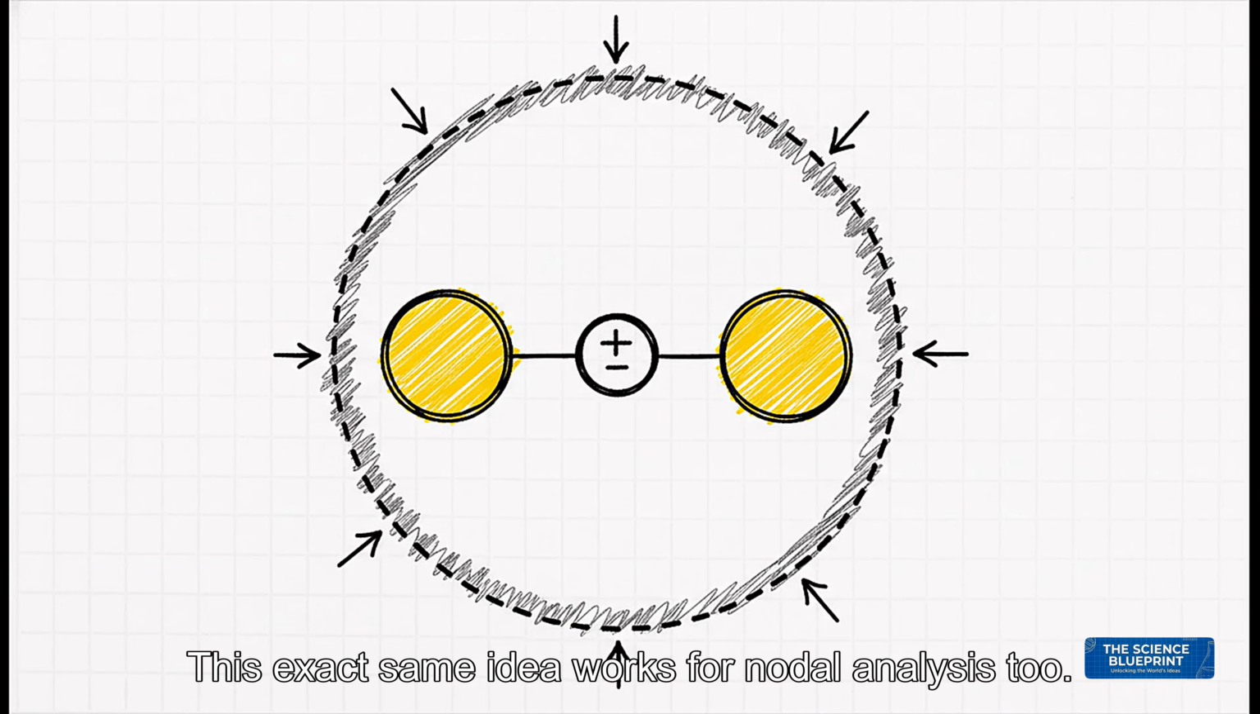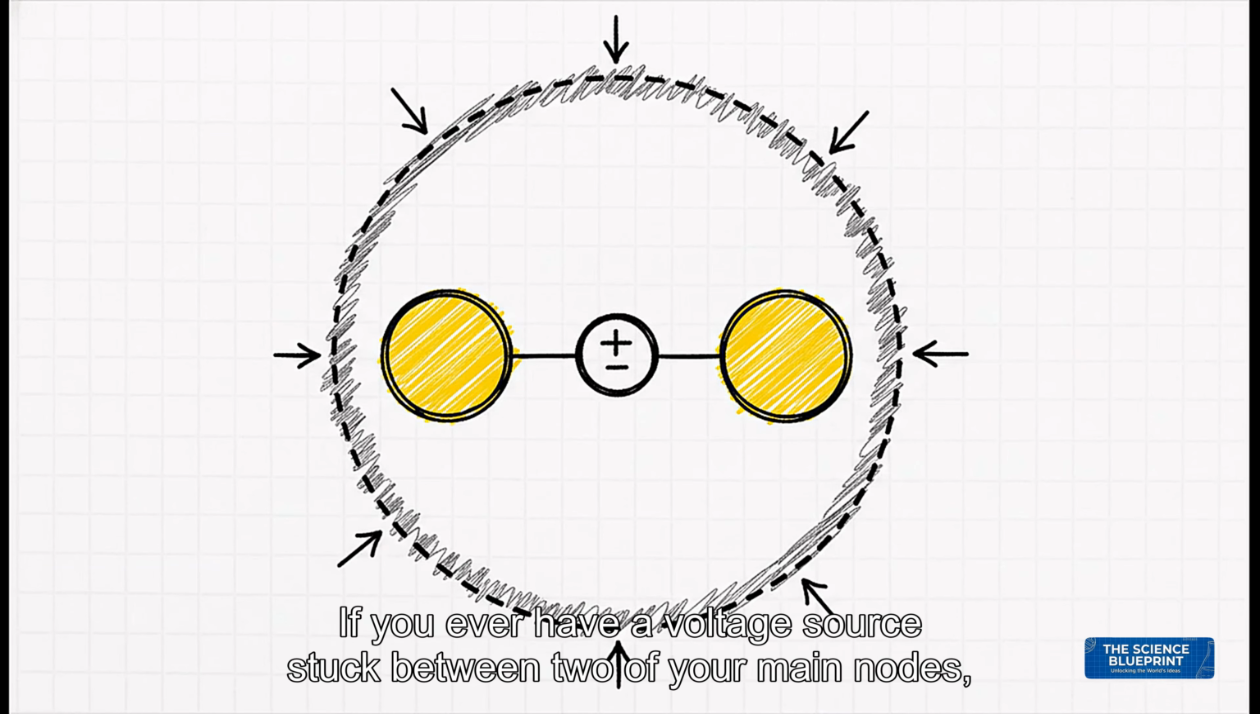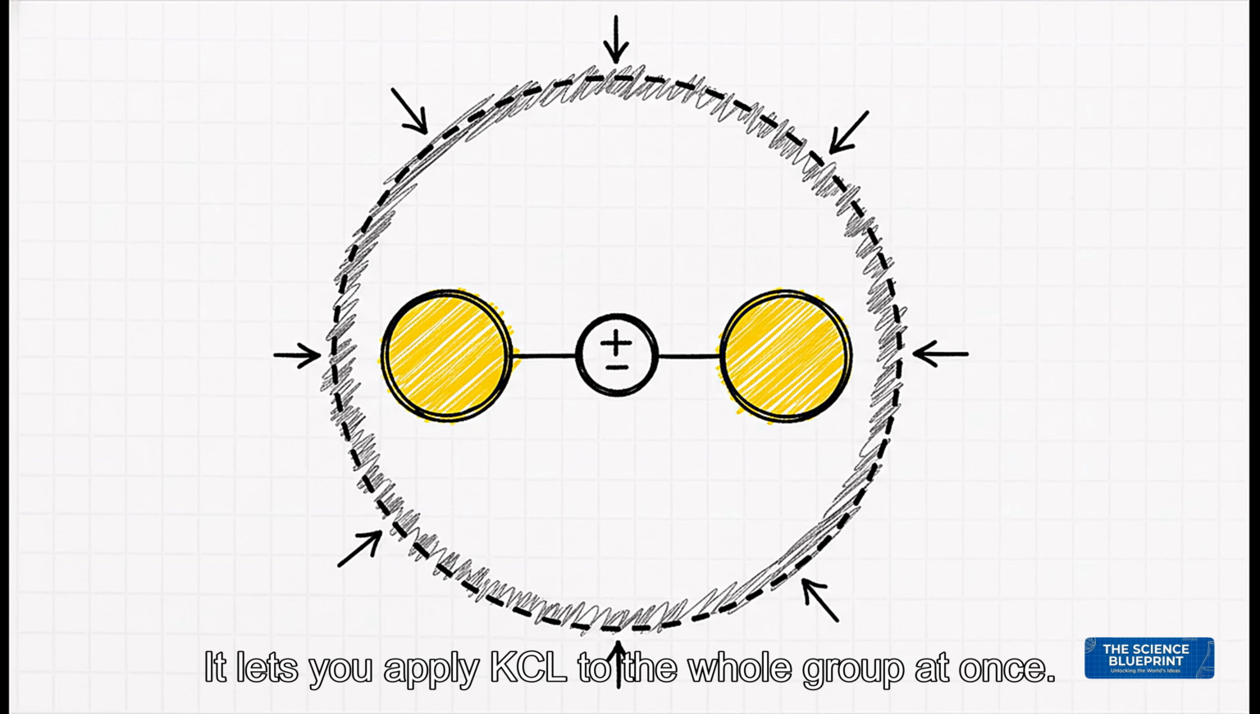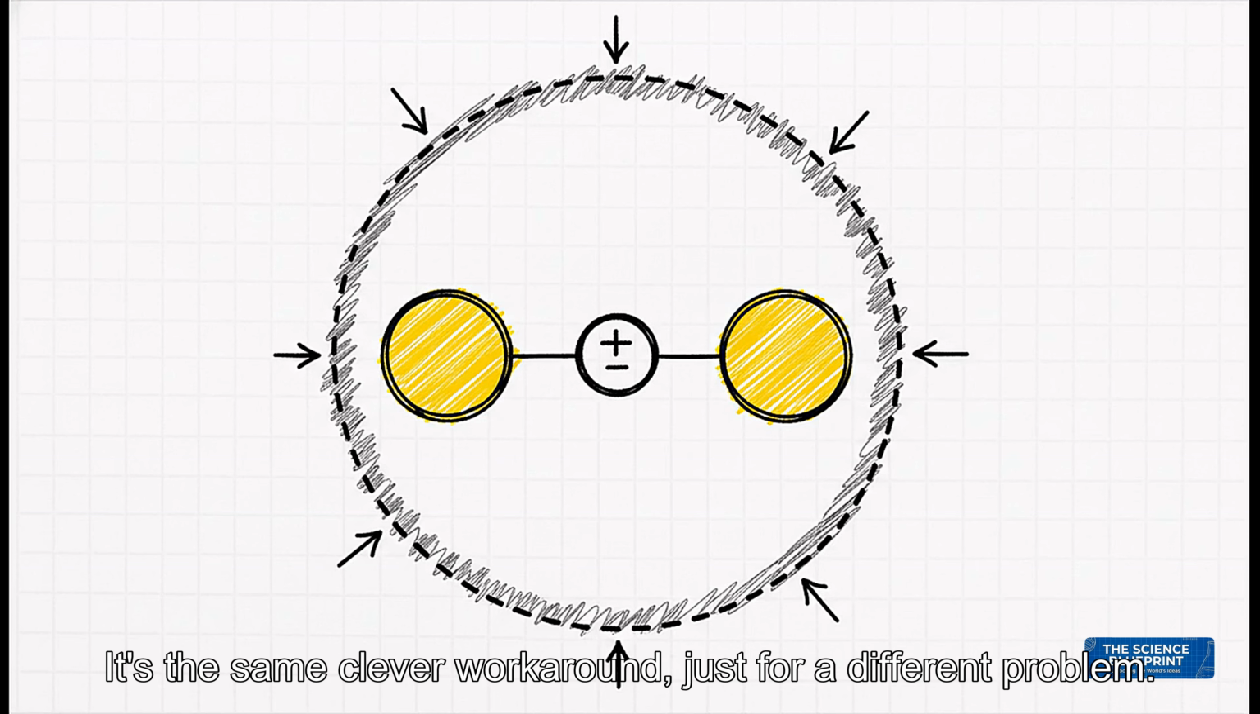And you know what? This exact same idea works for nodal analysis too. If you ever have a voltage source stuck between 2 of your main nodes, you just group them together and treat them as one giant supernode. It lets you apply KCL to the whole group at once. It's the same clever workaround, just for a different problem.